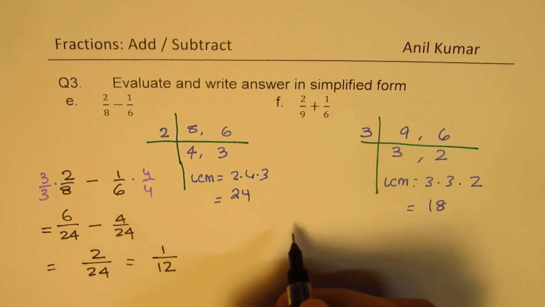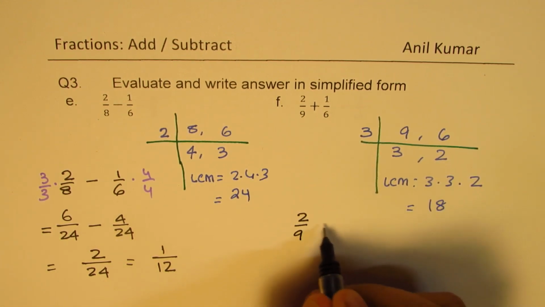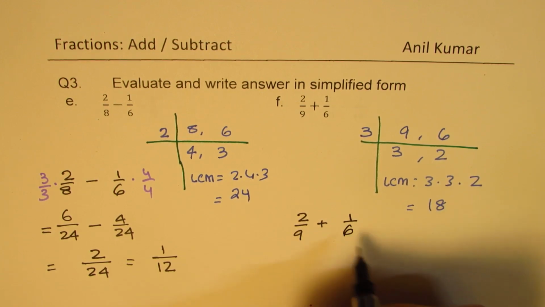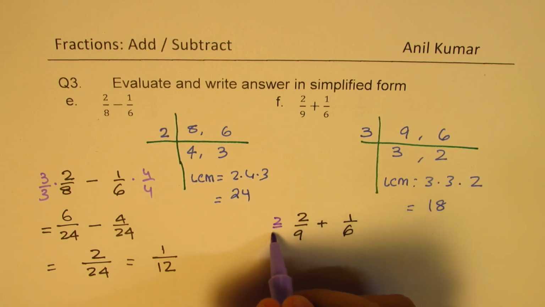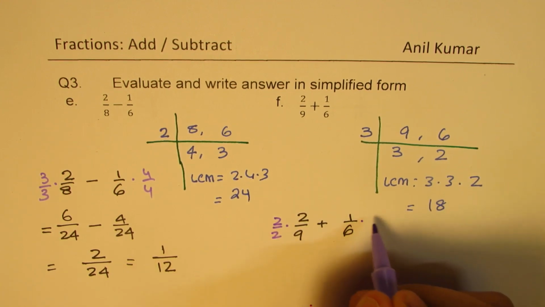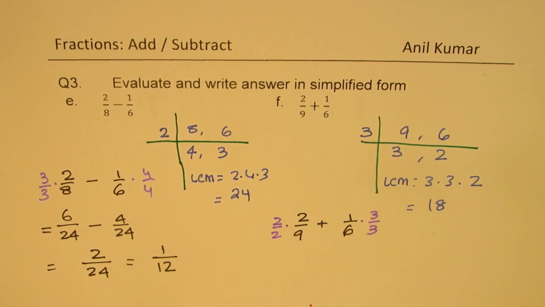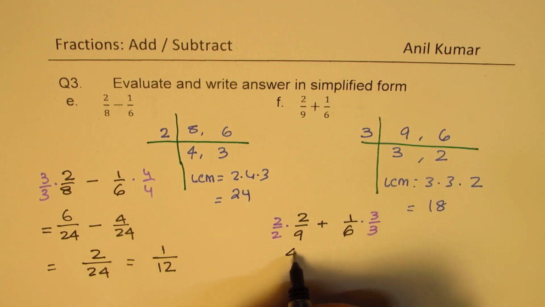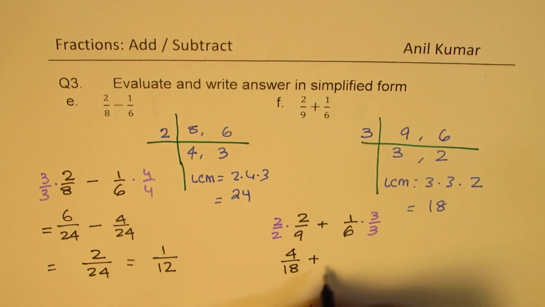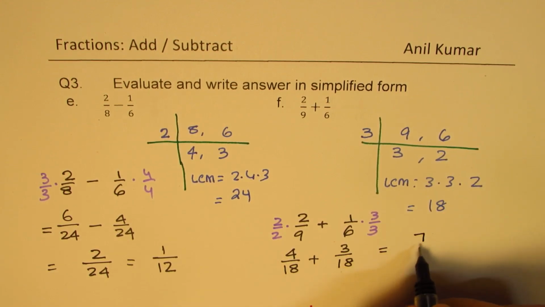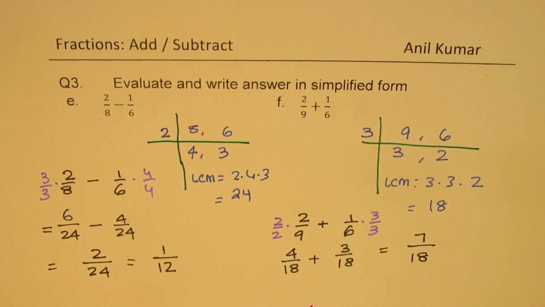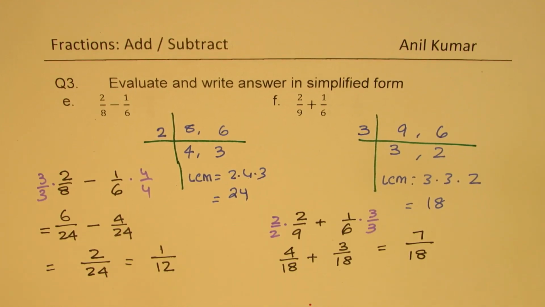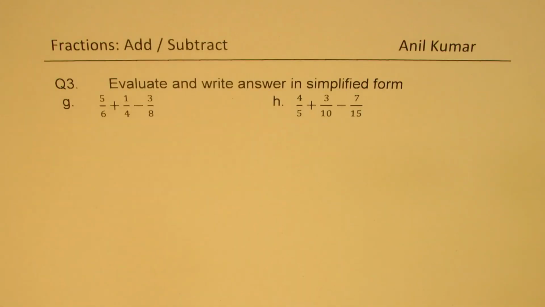So now we have 2 over 9 plus 1 over 6. To get 18, the first one should be multiplied and divided by the 2. The second term should be multiplied and divided by 3. So when you do that, you get 4 over 18 plus 3 over 18. Now 4 plus 3 is 7. So 7 over 18 is our answer. Is that clear? Perfect. So that is how we are going to add and subtract fractions.